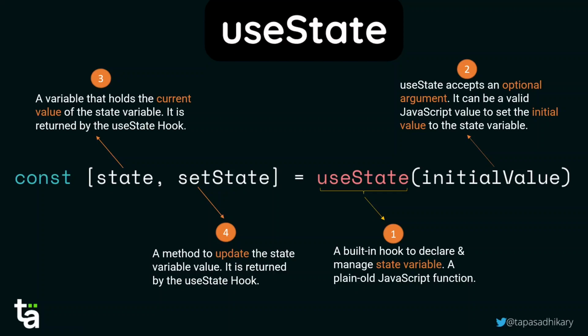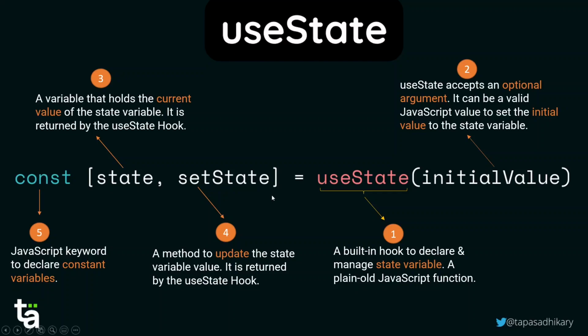Why will we be doing that? I'll be coming to that in a while. And the last thing that I see in this syntax is const. Most of us know that this is nothing but a JavaScript keyword to declare constant variables. Okay. Now, you may be wondering what these brackets are about.